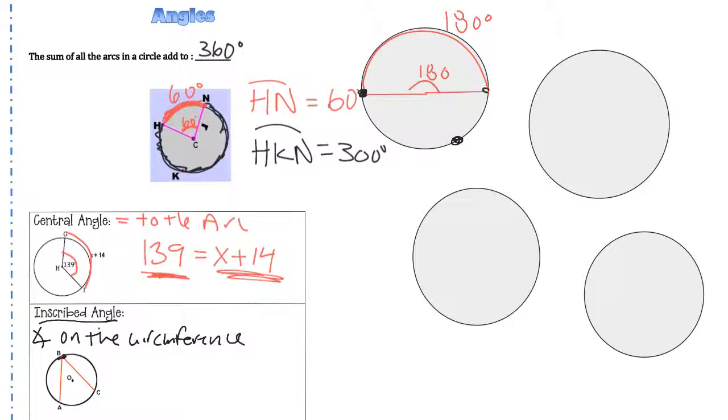And if I hit the exact same arc, this angle is not 180 degrees. In fact, if I look at it, it's a right angle. This is 90 degrees. So my arc that I'm hitting is 180, but the inscribed angle is 90. So the inscribed angle is equal to half the arc.